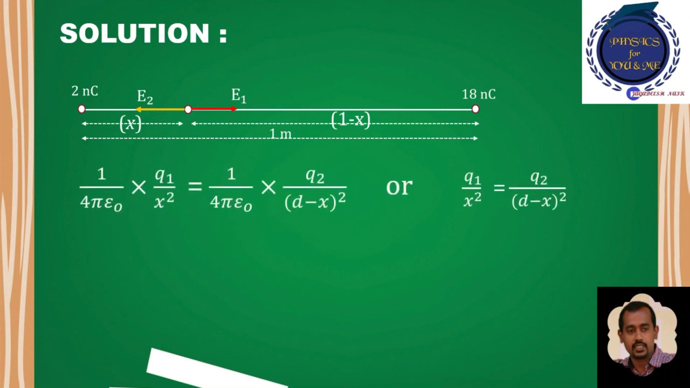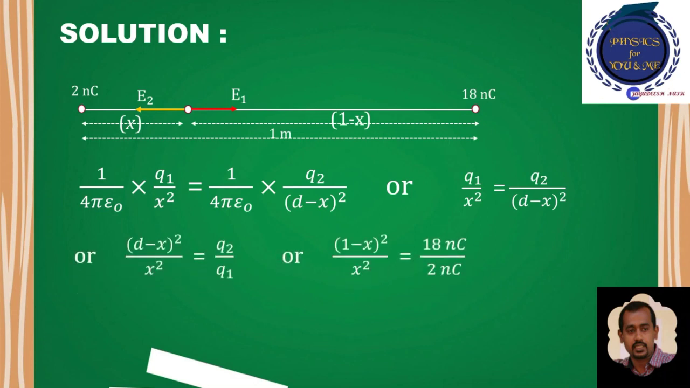Now substituting the equations and also rearranging them, we will get that the proportionality constants will cancel each other. We will get Q1 by x square should be equal to Q2 by d minus x square. Then rearranging them, we will get d minus x square divided by x square is equal to Q2 by Q1. And substituting the values, we will get 18 nanocoulomb by 2 nanocoulomb. Here, nanocoulomb cancels each other, and 18 by 2 will be equal to 9.